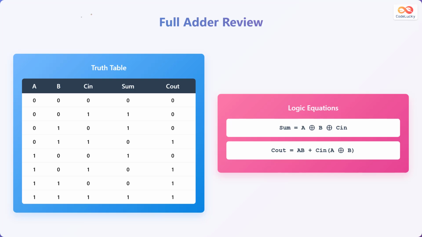Let's quickly review the full adder. This table illustrates the truth table of a full adder, which takes three inputs, A, B, and carry in, and produces two outputs, sum and carry out. Here are the logic equations. The sum is equal to A XOR B XOR carry in. The carry out is equal to A and B, or carry in and A XOR B.